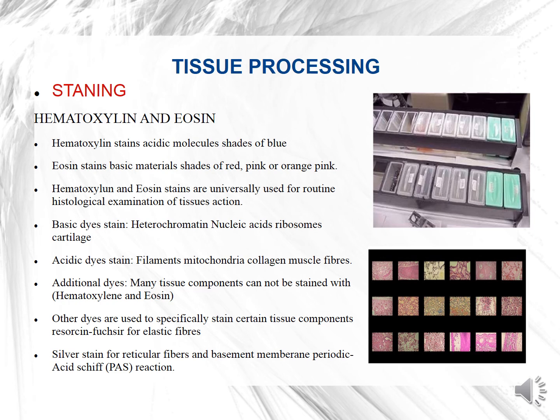Additional dyes: many tissue components cannot be stained with hematoxylin and eosin, so additional dyes are used. Other dyes are used to specifically stain certain tissue components, like resorcin fuchsin for elastic fibers, and silver stain for reticular fibers and basement membrane, along with PAS, periodic acid Schiff reaction.